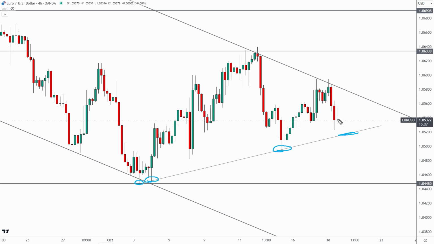So if we do see the Euro USD break below this level here over the coming days, a sustained break below this would open up that recent low around 1.0448. At least that's the most likely scenario for the Euro USD.